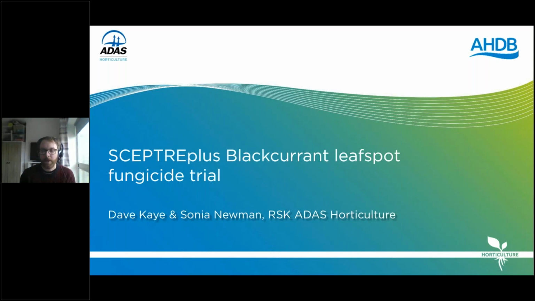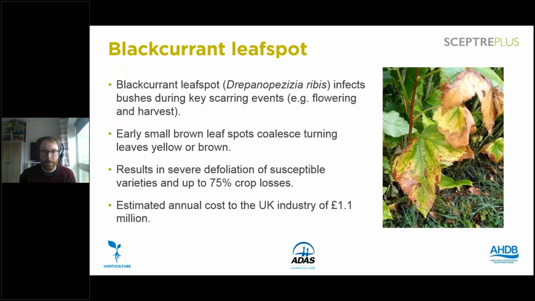So, blackcurrant leaf spot is obviously a big problem, and you'll all be aware of it. It's caused by the fungus Trypanopaesia ribis, and it's a big issue for blackcurrant production in the UK, with an annual cost of about £1.1 million to the industry. However, some years are always worse than others, so it can be very substantially more in the future.